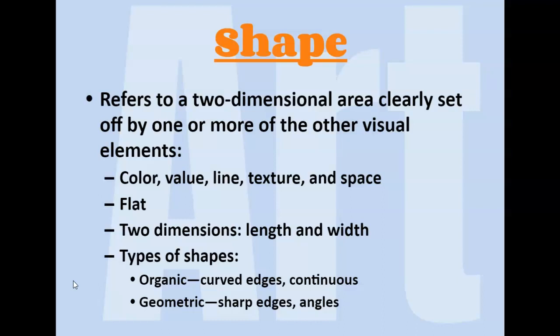And we have shape. Shape refers to a two-dimensional area, clearly set off by one or more of the other visual elements. For example, color, value, line, texture, and space. A shape is flat, two-dimensional, has length and width. And we have organic shapes and geometric shapes. Organic shapes are curved edges and are continuous, whereas geometric shapes have sharp edges and angles.